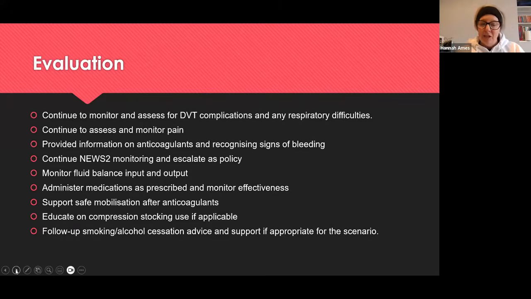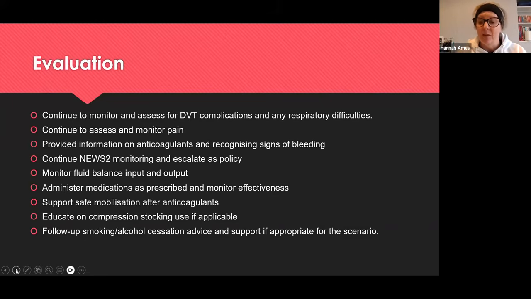So evaluation, it depends what your scenario is. If we're handing over nurse to nurse, we want to think about recommending that they continue to monitor and assess for DVT complications, such as pulmonary embolism and respiratory difficulties. We'd want them to continue to assess and monitor the patient's leg pain. We'd want them to provide information to the patient on their anticoagulation use and adherence to that medication for 3 months, and to educate them on the signs of bleeding.